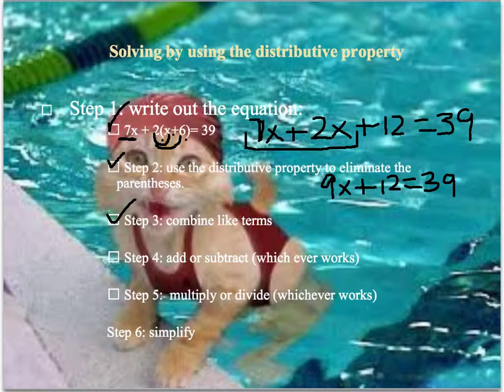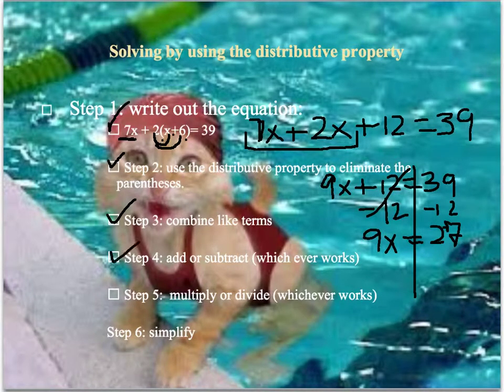Now I want to add or subtract, whatever works. Well, what works here? I've got plus 12. So how do I undo that? I undo that by subtracting 12 from both sides. And I get 9x equals 27.